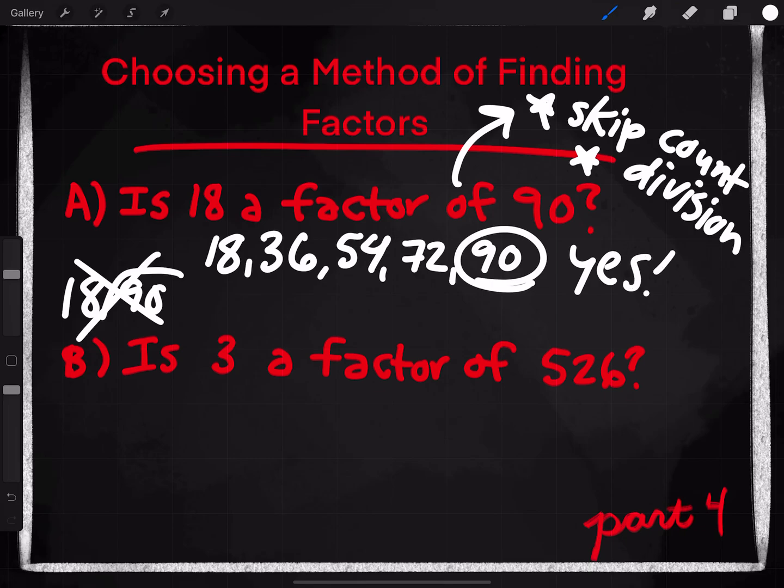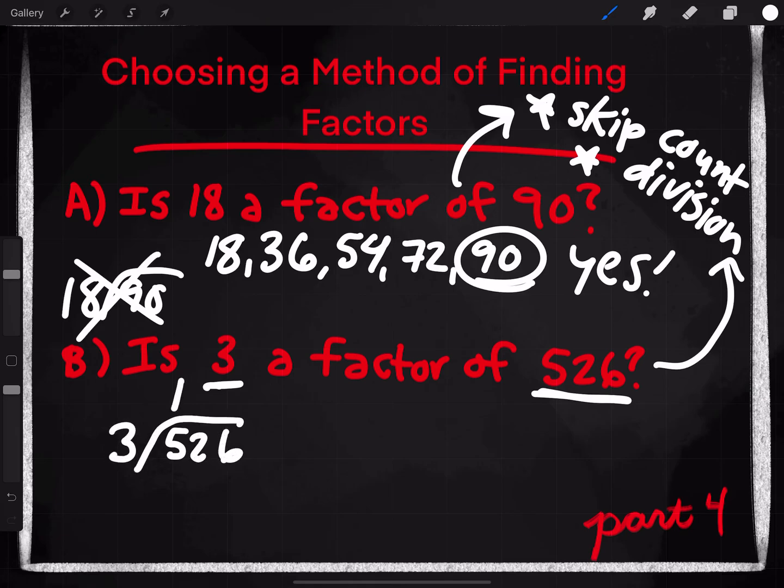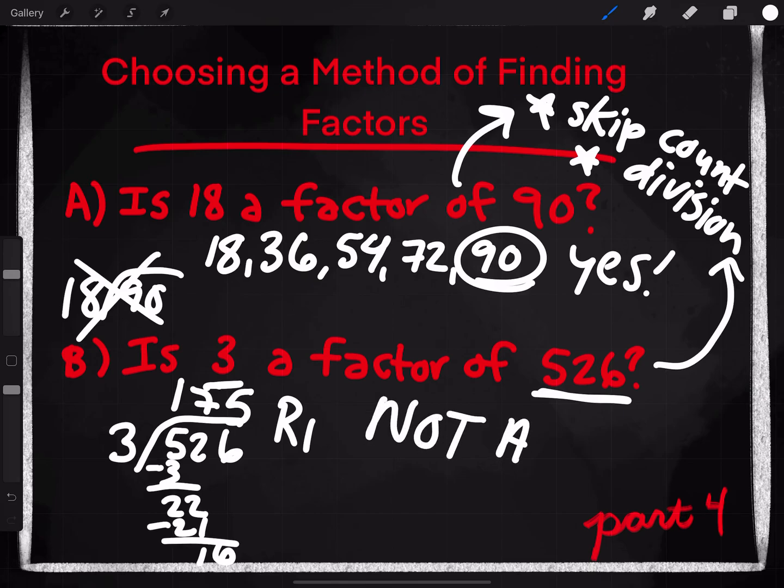Okay, and now part B, is 3 a factor of 526? I'm going to recommend using division because dividing by 3 is pretty easy. And if I try to skip count way up to 526, it will just take me way too long. So let's try dividing instead. Divided by 3. Okay, so we get a remainder, so that means that it is not a factor.